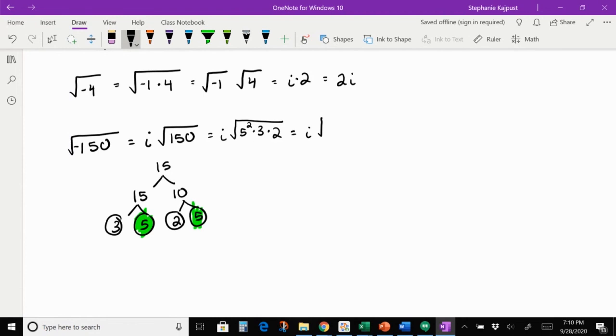And then I'm going to use the same rule where I can split up things that are multiplied together inside a square root so that they're separate square roots. And I'm going to put everything that's squared together and then put everything that's left over separately. So then we have the square root of 5 squared, and that square root cancels out the square, so you're left with just 5. So we put the 5 in front of the i, and then 3 times 2 is 6, and so that stays inside the square root.